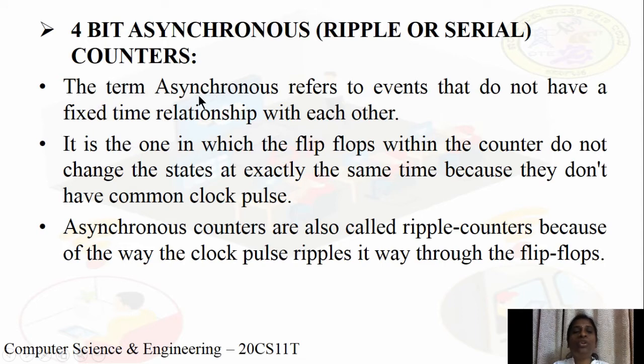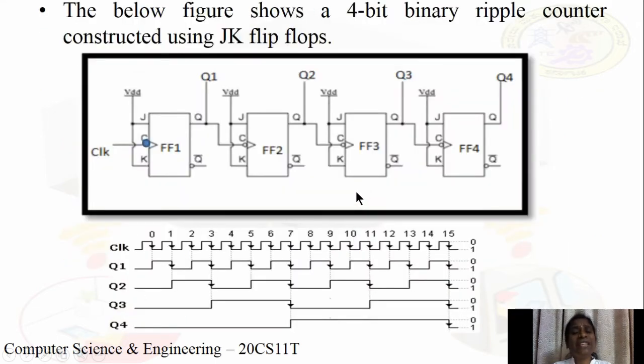This asynchronous ripple counter, or serial counter, does not change its state simultaneously because the clock pulse will be given to the first flip-flop, and the next flip-flop will change its state with respect to the previous flip-flop's output values. The next clock pulse value will be given to the flip-flop. These asynchronous counters are called ripple counters because of the way in which the clock pulses ripple their way through the flip-flops. Now we'll see how this asynchronous ripple or serial counter will work.